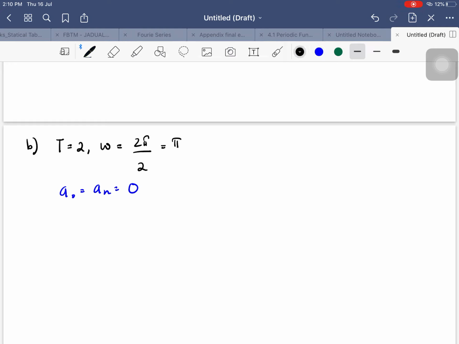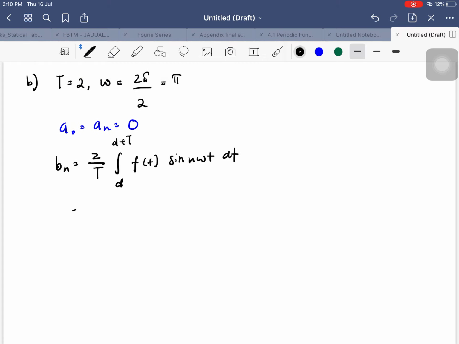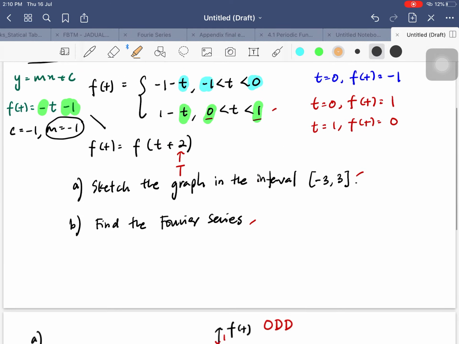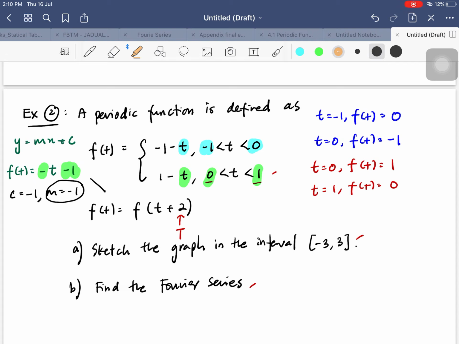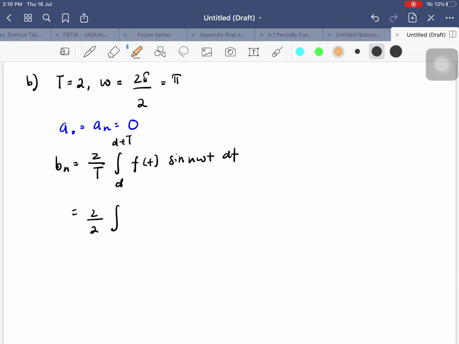Now all we have to do is just calculate the third Fourier coefficient, which is bn. So this is going to be the formula for bn. We're going to have the integral from d to d plus T of f of t sine of n omega t dt. So now let's do substitution. So I'm going to have 2 over 2, the integral. And remember, how do you find the d and d plus T? It is always from the function that gives you the shape. It's always from the lowest value of t to the highest value of t. And for this case, it's going to be -1 and also 1.